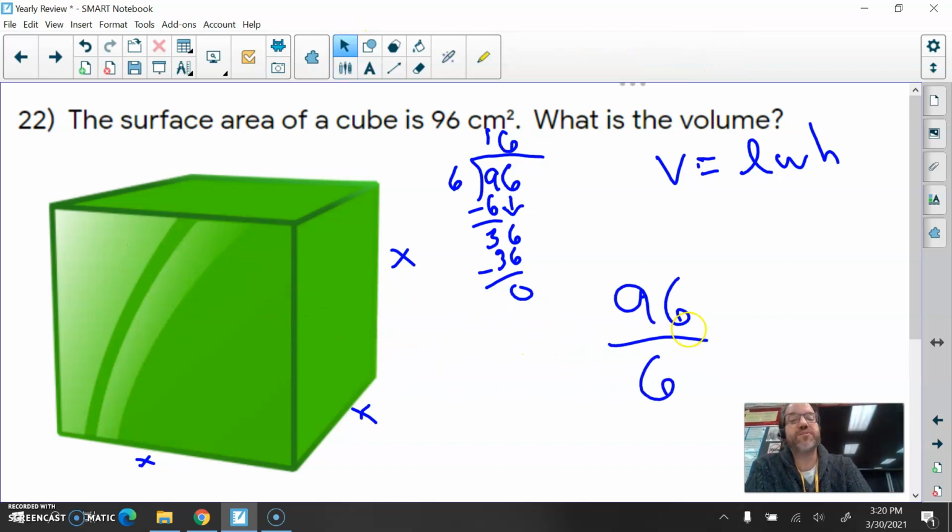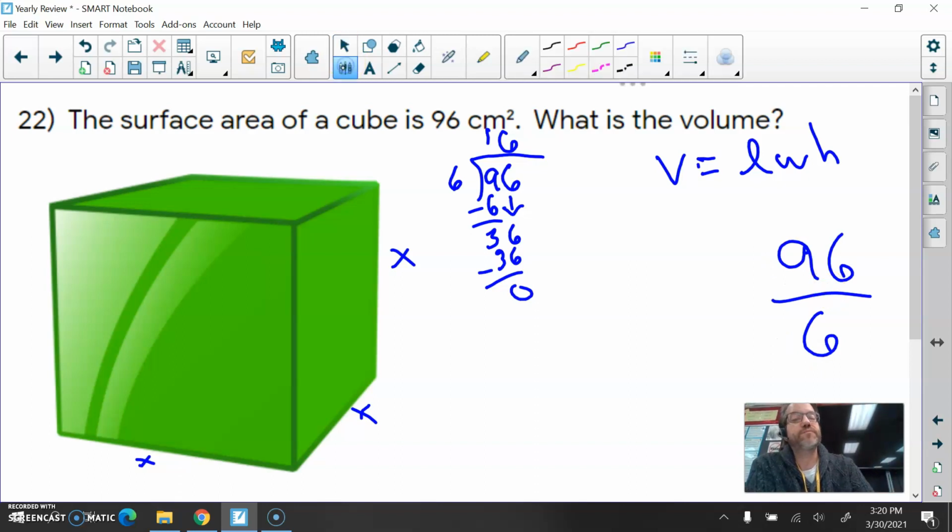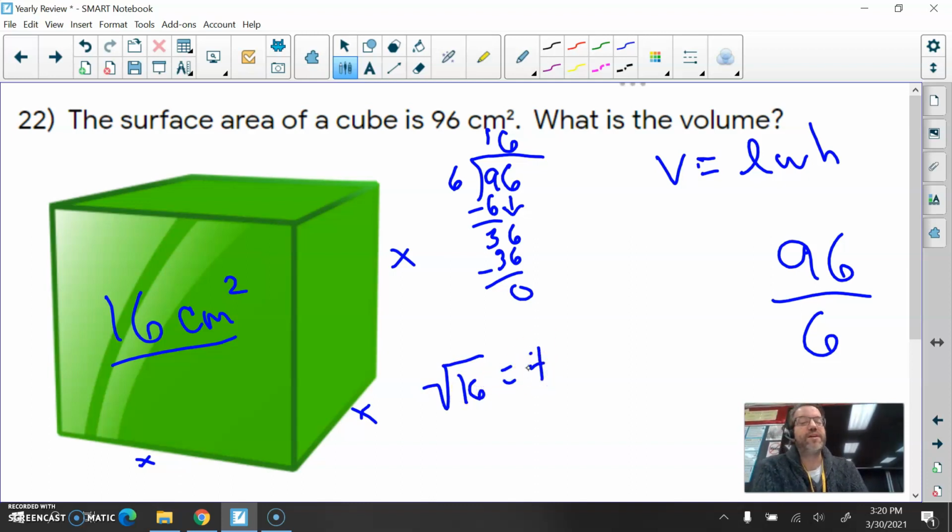Let's get this out of here so it's out of the way. 16 square centimeters is the area of just one of the faces. Now, if that's the case, then what would the length and the width have to be? Well, I can take the square root of 16, which is 4. So now I know all my measurements. The length is 4 centimeters. The width is 4 centimeters. The height is 4 centimeters.